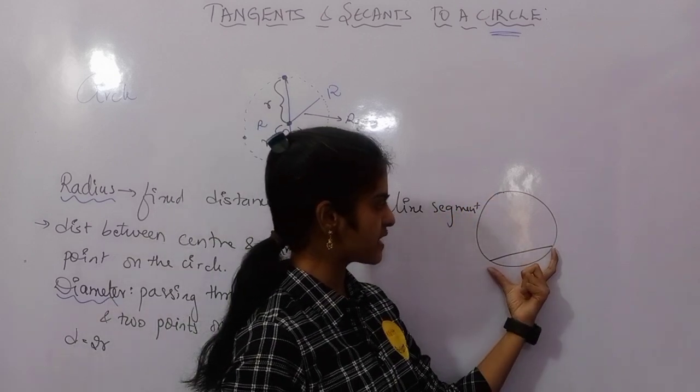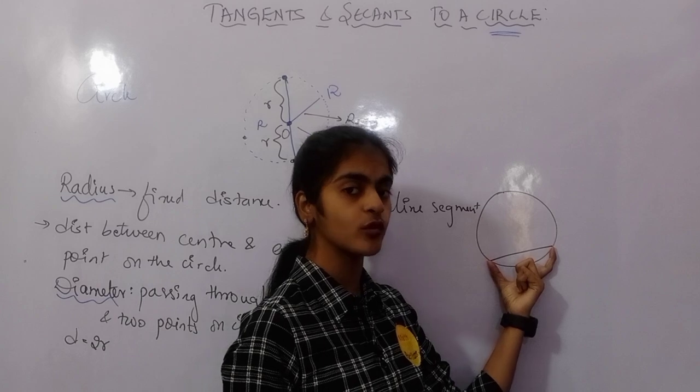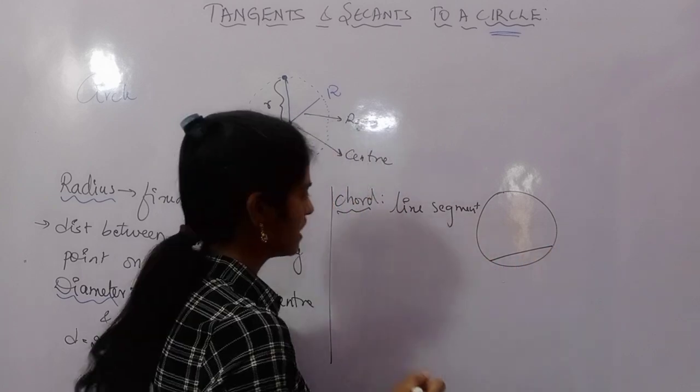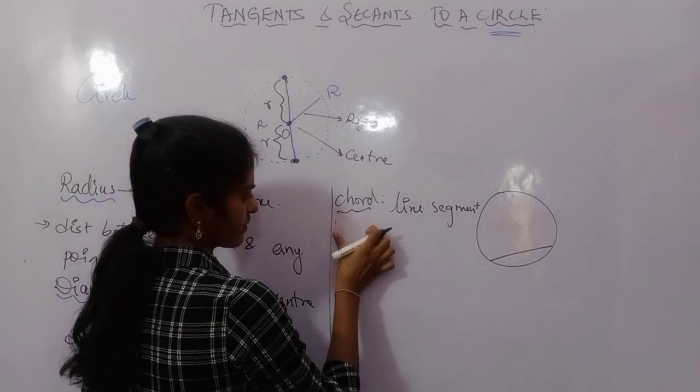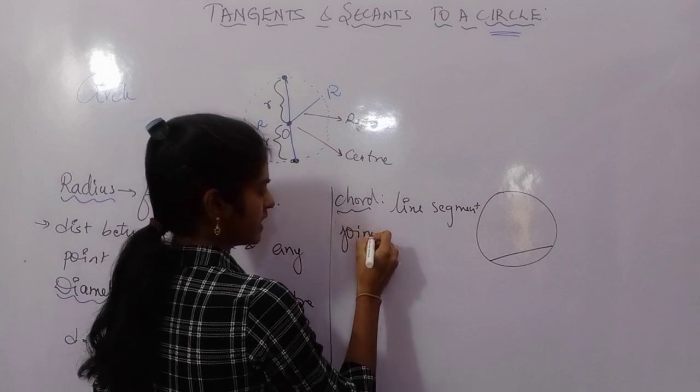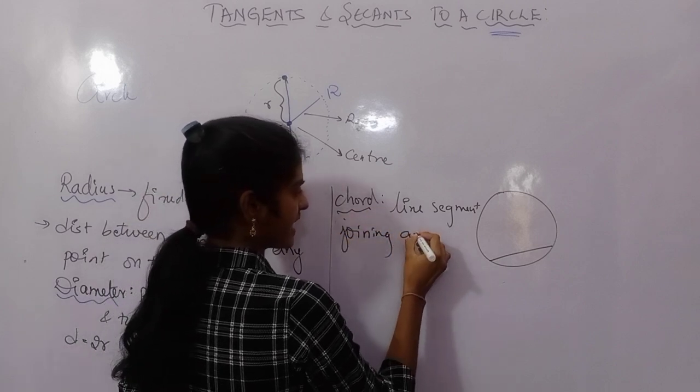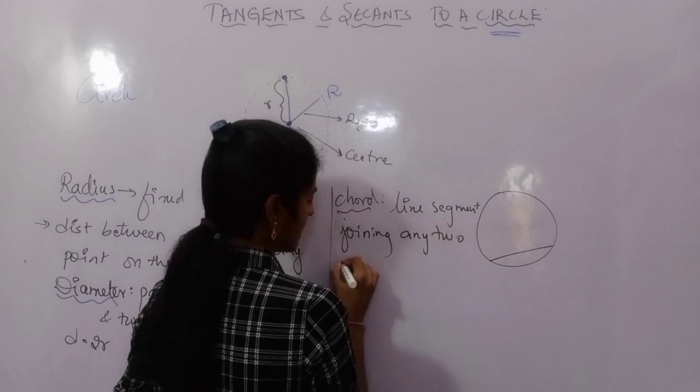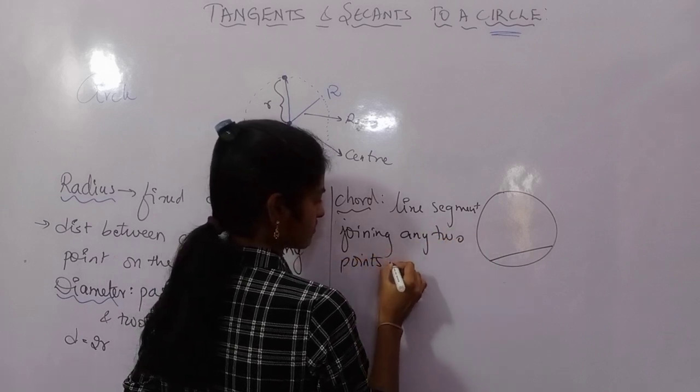Okay, so a line segment has 2 end points. What are the 2 end points? The 2 end points are the points on the circle here. Okay, a line segment joining any 2 points on the circle. Any 2 points on the circle.